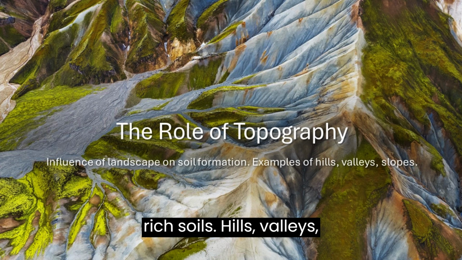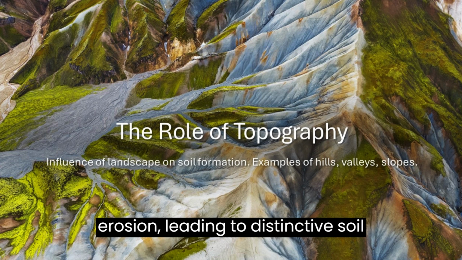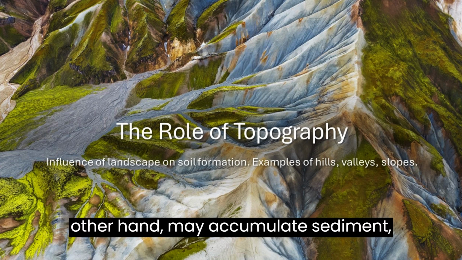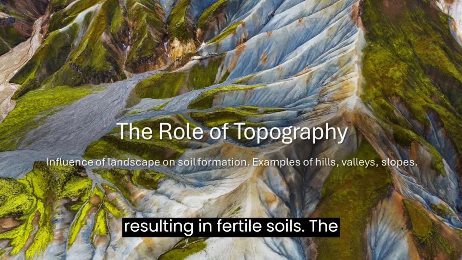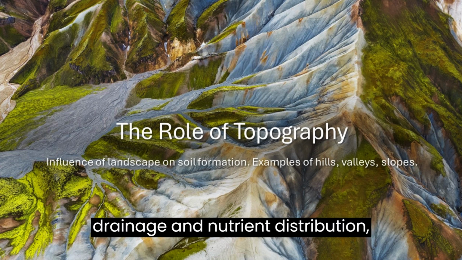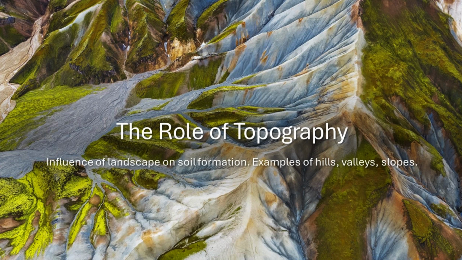Hills, valleys, slopes. Hills influence water runoff and erosion, leading to distinctive soil profiles. Valleys, on the other hand, may accumulate sediment, resulting in fertile soils. The slope of the land further impacts water drainage and nutrient distribution, shaping the topsoil layer.